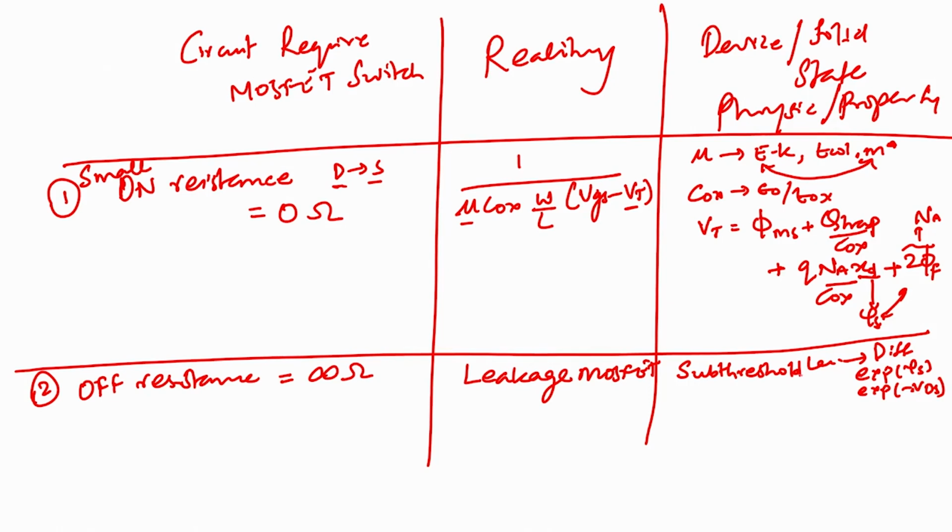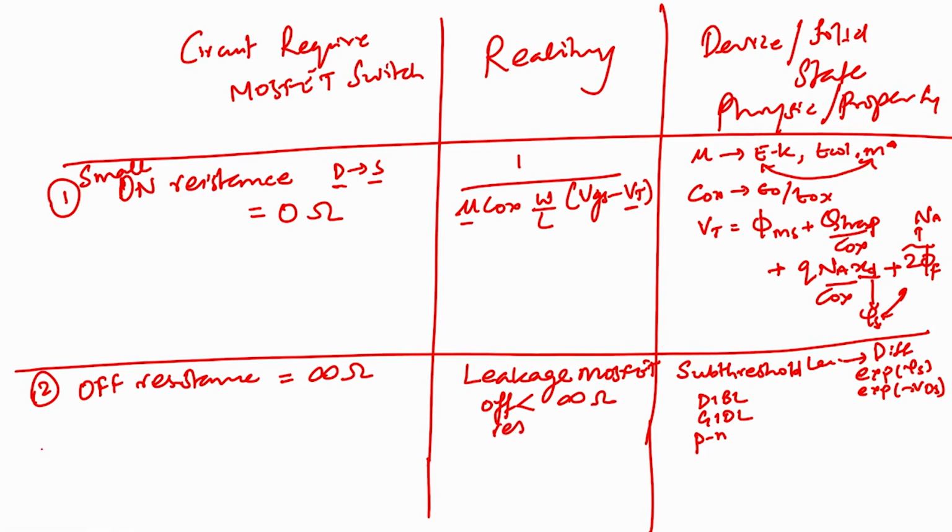And we had other mechanisms like drain induced barrier lowering and gate induced drain leakage, and leakage through the PN junctions at the source drain contacts, etc., contributing to the leakage currents, and therefore definitely the off resistance of the MOSFET is much less than infinite.